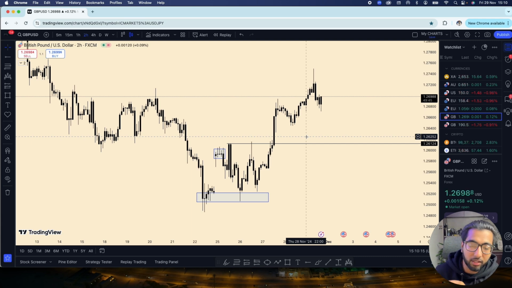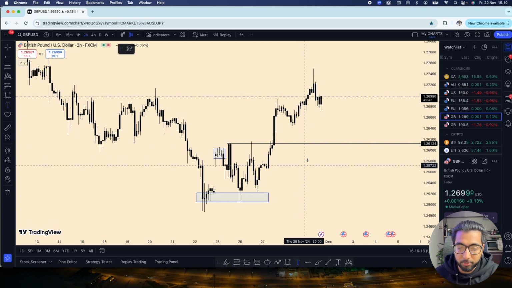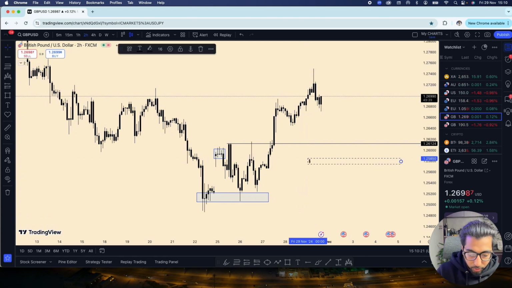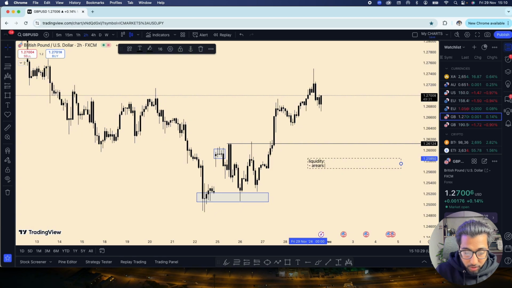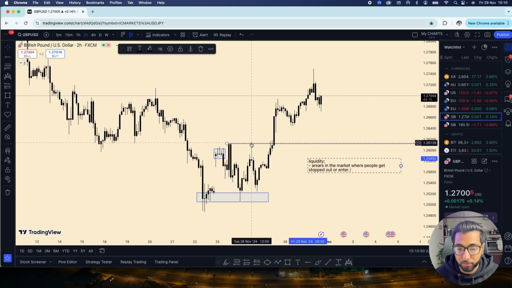So, key points that I just want to write down for you guys before we leave. Liquidity, and you can write this down as well. We're just going to write down a few points. Liquidity is areas in the market where people get stopped out or enter. Remember I told you most sellers are going to get stopped out, most buyers are going to enter, right?